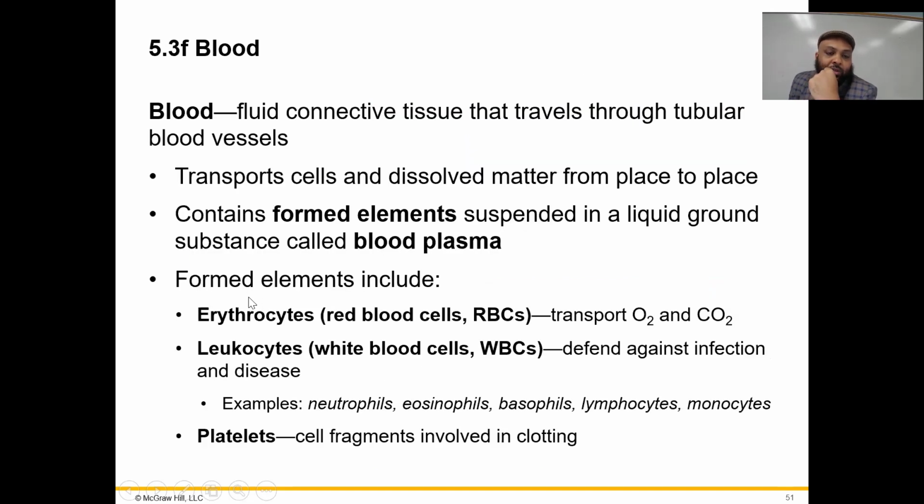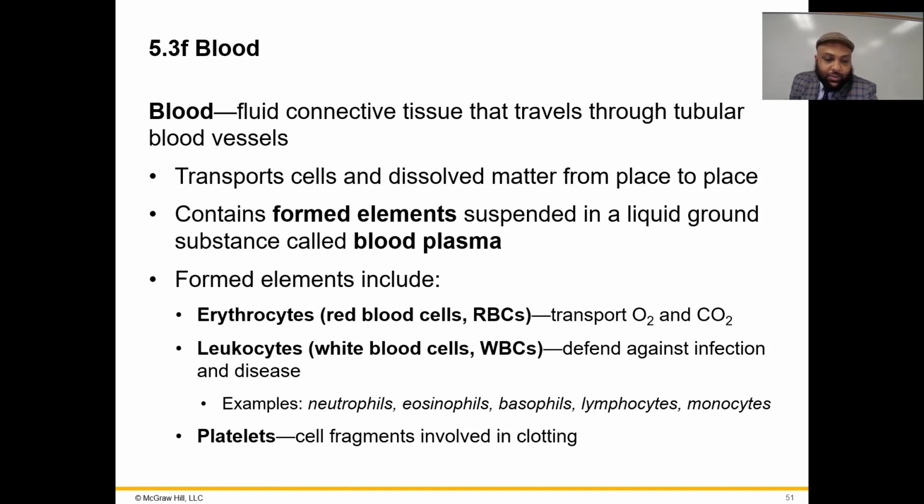Blood. Blood is a fluid connective tissue that travels through tubular blood vessels. It transports cells and dissolved matter from place to place, and it contains formed elements. These formed elements are suspended in a liquid ground substance called the blood plasma. They include erythrocytes, red blood cells, which transport oxygen and carbon dioxide.